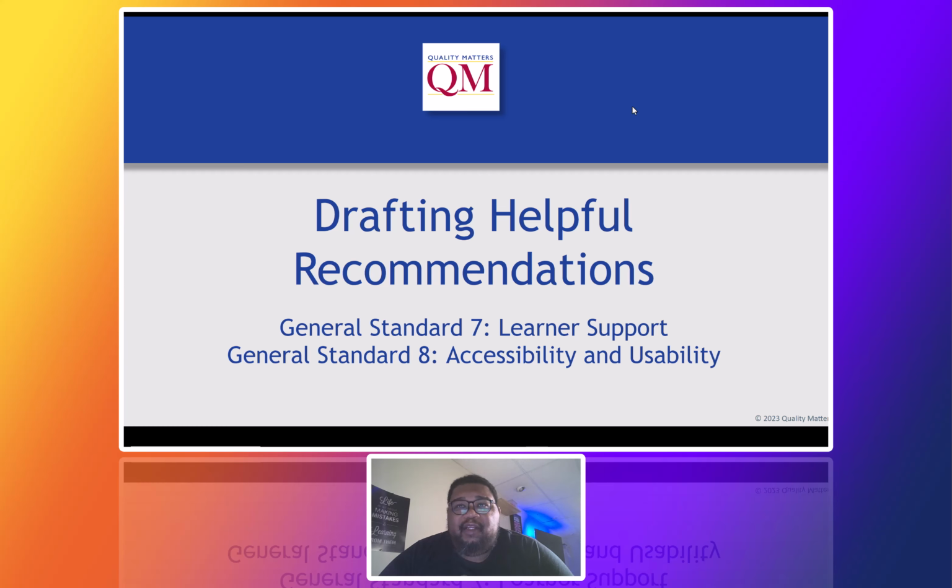Remember that a helpful recommendation is broken down into two parts: evidence and suggestions for improvement. In previous exercises, we've worked on finding evidence and making a decision. Now we're going to cover the last step, which is writing helpful recommendations and writing suggestions for improvement.